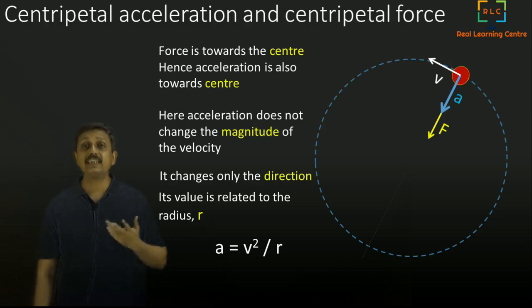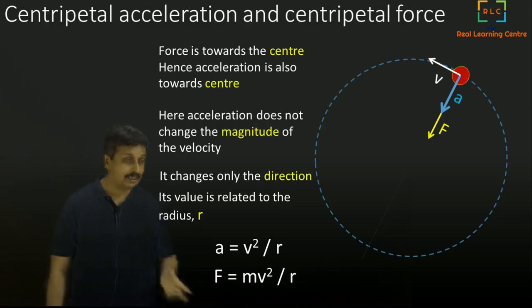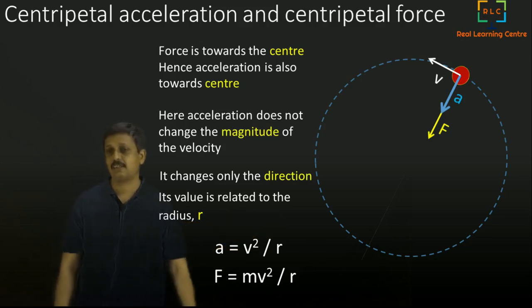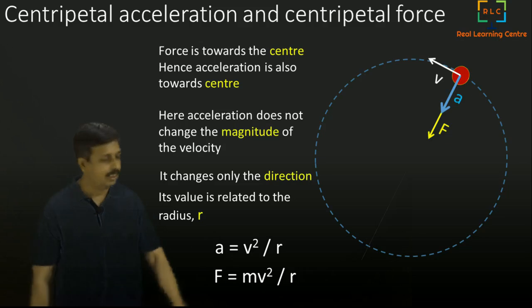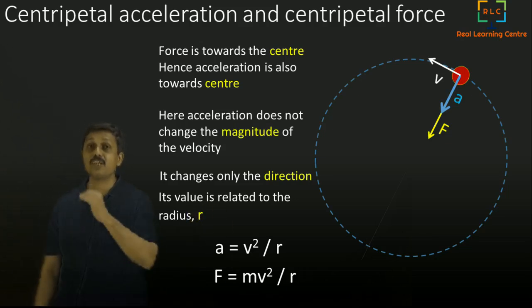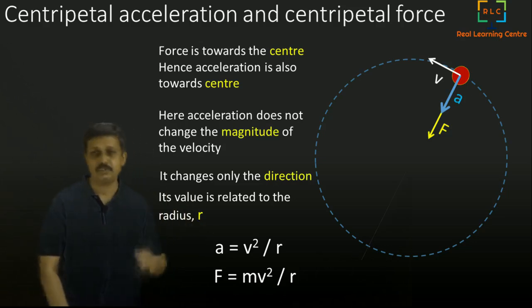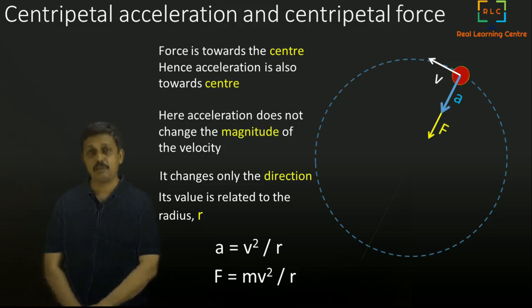Once you know acceleration, then you know what the force is also, because we know Newton's second law, which is force is equal to mass into acceleration. Force is equal to mass into v²/r. So centripetal force is always equal to mv²/r, and centripetal acceleration is v²/r. When we get into doing some interesting problems, we are going to use this formula. I am not going to derive this here, but in another video I would probably do that.